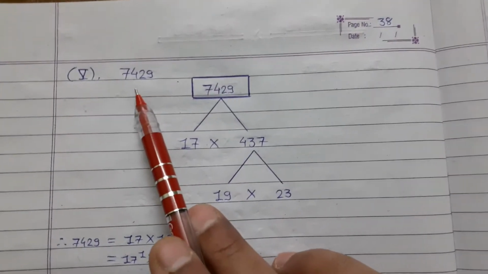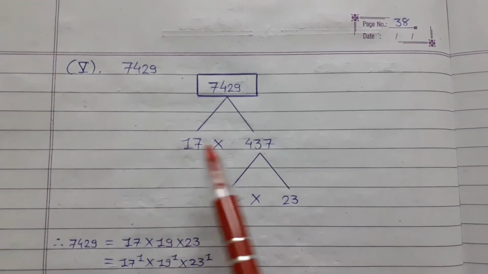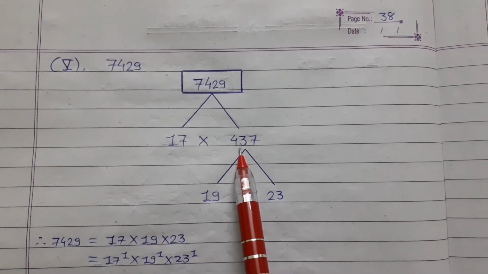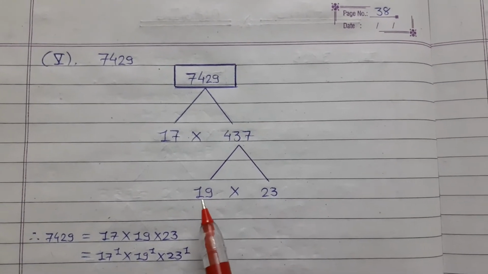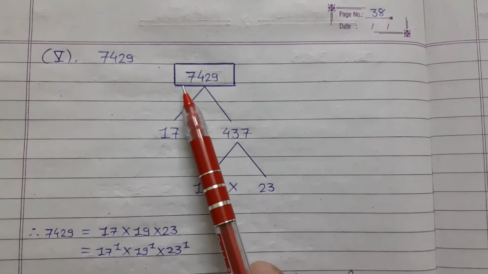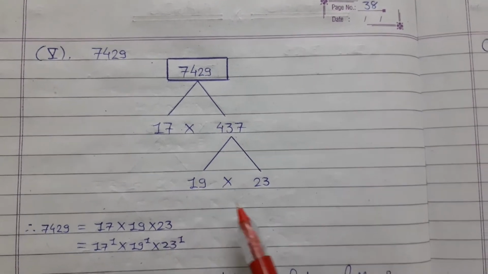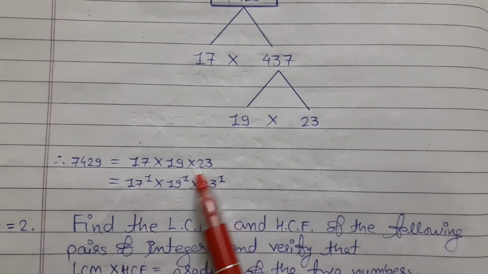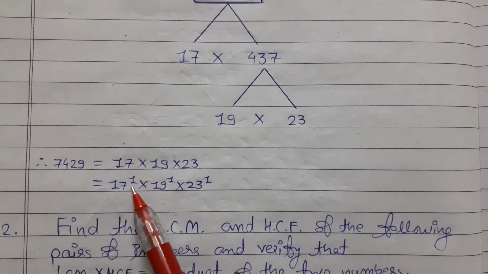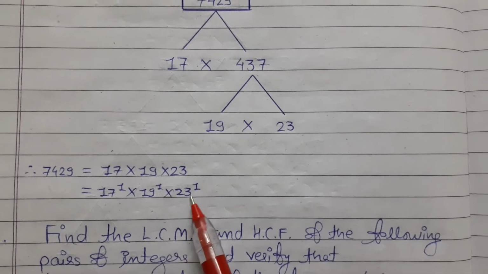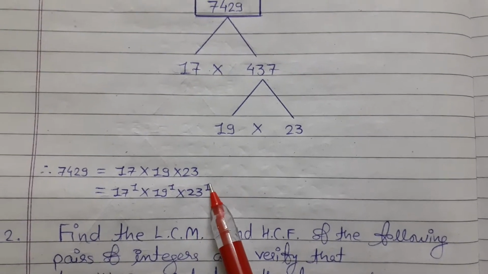The fifth value they have given is 7429. Factors of 7429 are 17 into 437. And factors of 437 are 19 and 23, 19 into 23. Therefore, the factors of 7429 are 17 into 19 into 23. Writing them in one line, 17 into 19 into 23. We get 17 one time, therefore 17 raised to 1. 19 one time, therefore 19 raised to 1. And 23 one time, therefore 23 raised to 1.